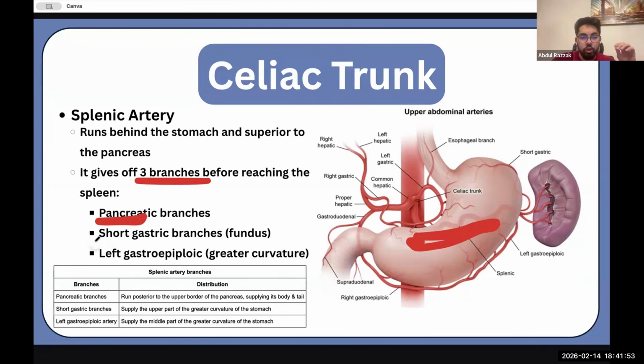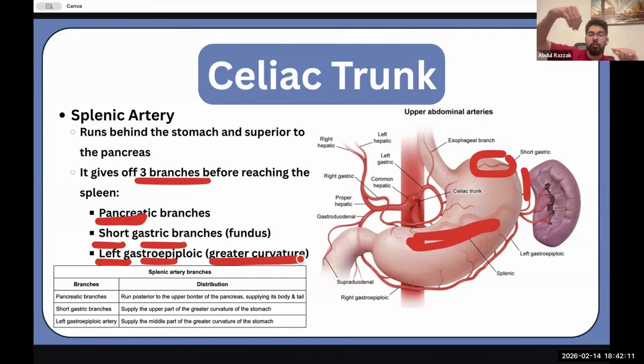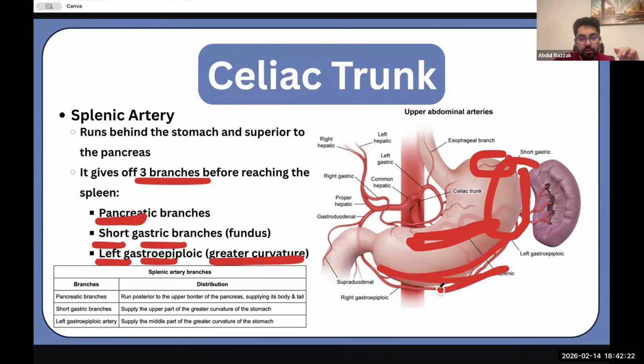Then you have the short gastric branches. These are branches going upward, superiorly, toward the fundus of the stomach. Okay? And last but not least, you have the left gastroepiploic, supplying the greater curvature of the stomach. So when you see gastroepiploic, you know you are talking about the greater curvature. This supplies the upper part of the greater curvature. Eventually, it's going to anastomose with the other gastroepiploic artery, but we're going to talk about that in a minute.